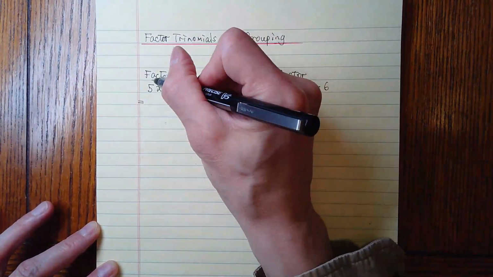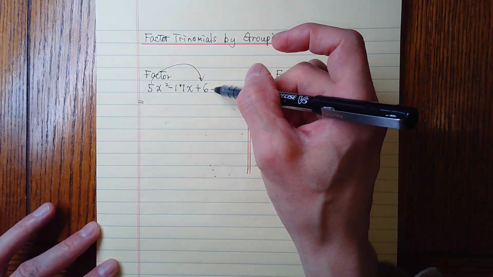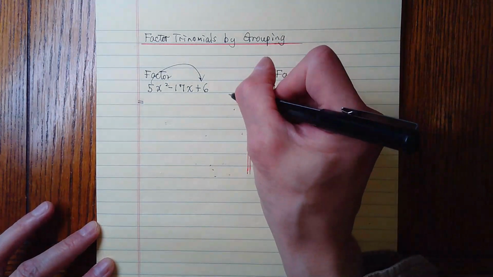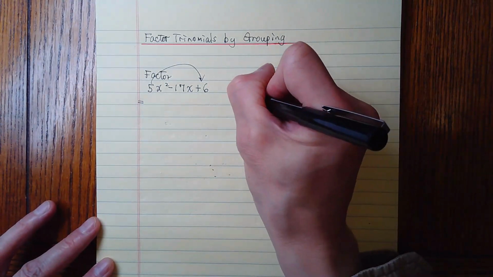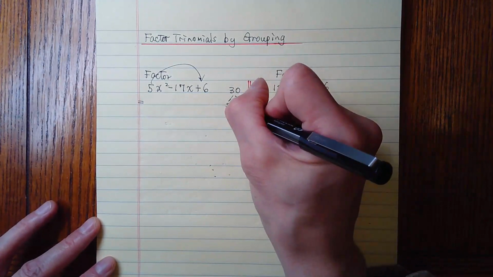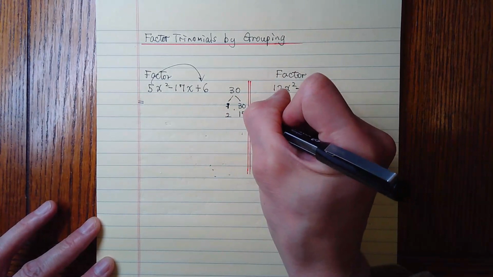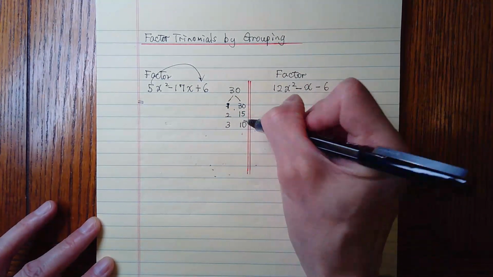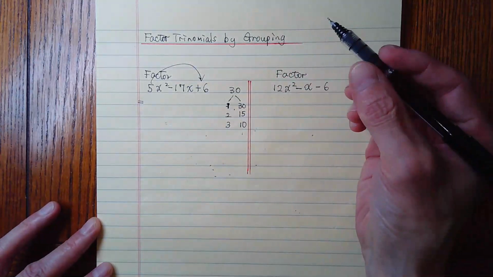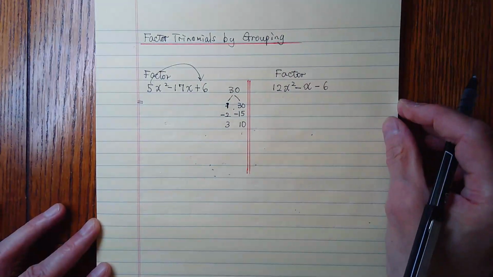So the first step is to multiply the leading coefficient by the constant at the end. So we have 5 times 6, which is 30. And we're going to break down the 30. We have 1 times 30, 2 times 15, 3 times 10, and we try to match the number in the middle, which is negative 17. So minus 2 and minus 15 should work.